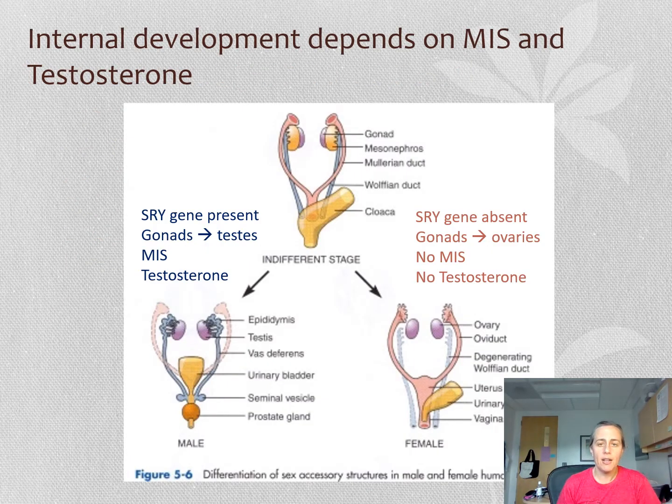So internal development depends on the presence or absence of both MIS and testosterone. As we can see on the left side of this slide, if the SRY gene is present, you make the gonads into testes, you make MIS and testosterone, then the Müllerian ducts degenerate and the Wolffian ducts persist. If the SRY gene is not present, you don't have testes, you have ovaries, you don't have MIS, you don't have testosterone, then the Wolffian ducts disintegrate and the Müllerian ducts persist.